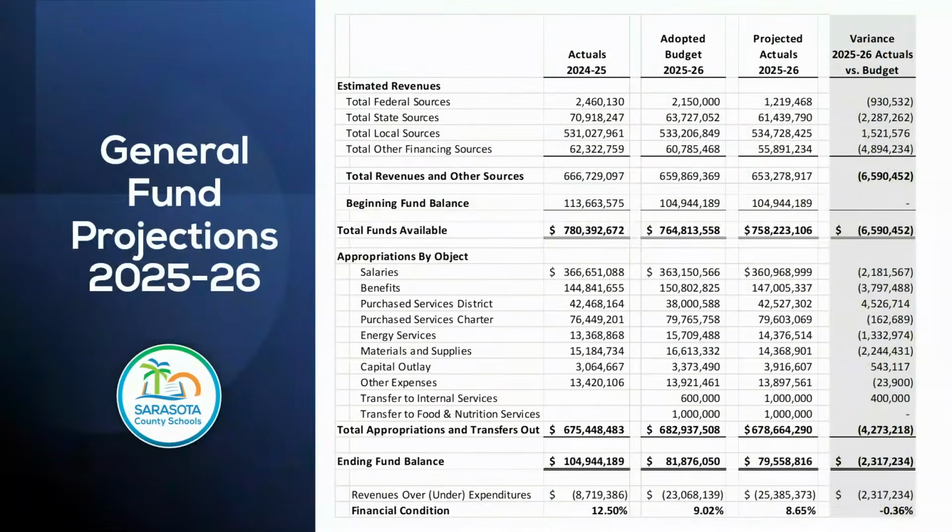One of the issues that occurred throughout this year is the projected revenue came in much less than anticipated in the adopted budget. So we anticipated revenues of $764,813,000 when they have actually come in at $758,200,000. So a shortfall of revenue of almost $6.6 million. So that ending fund balance, of course, is about a $2.3 million difference from what we had adopted back at the beginning of the year.